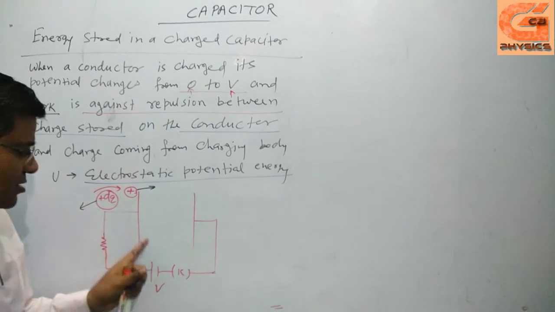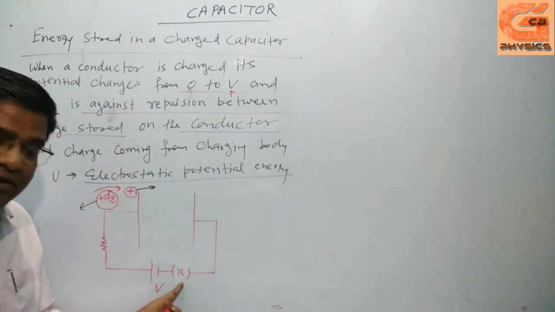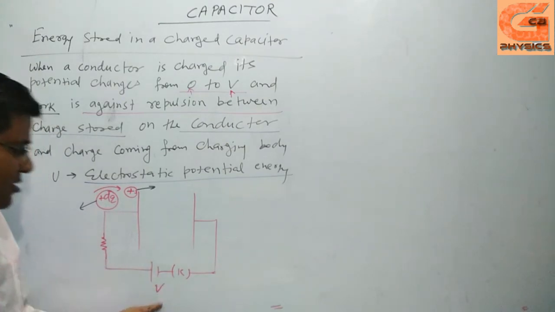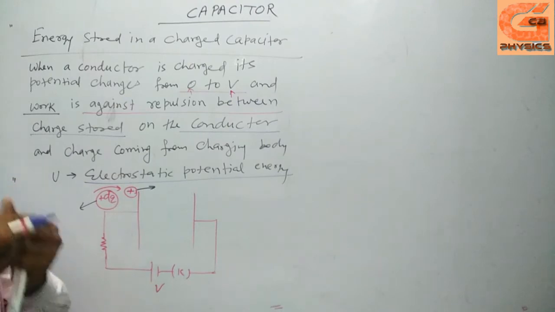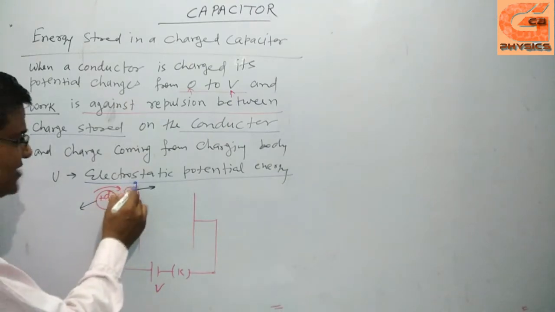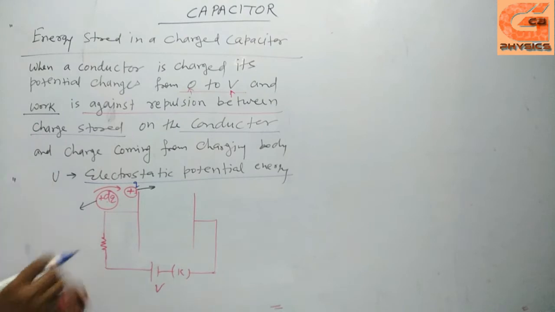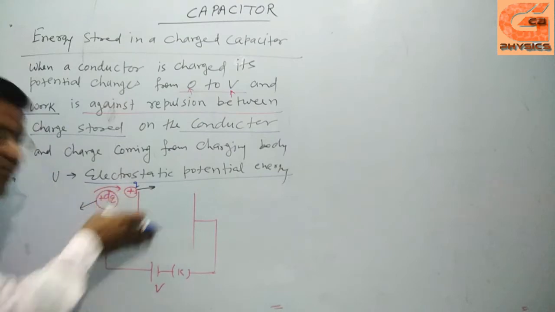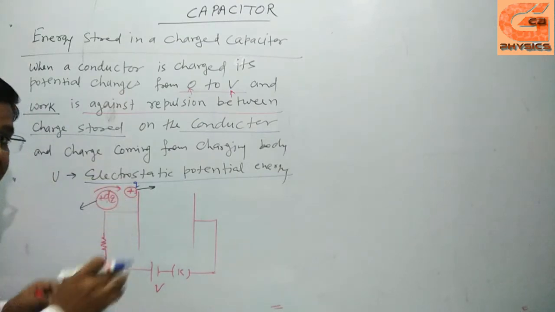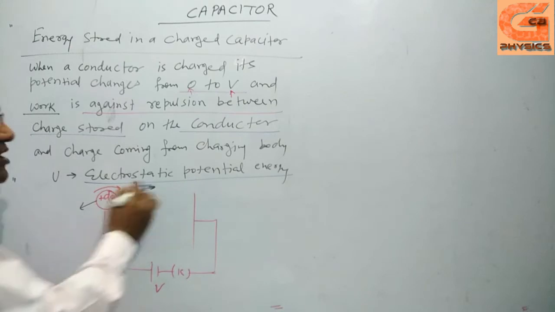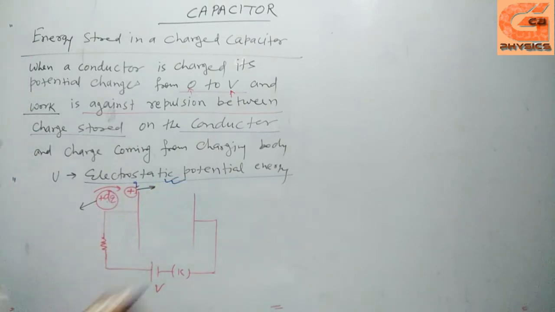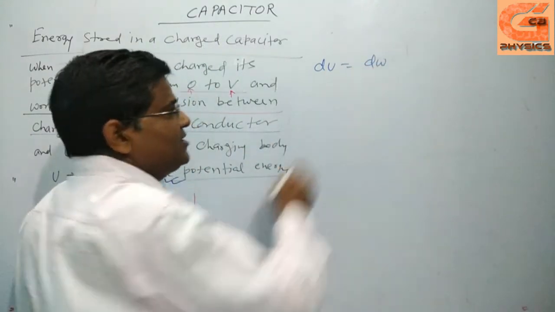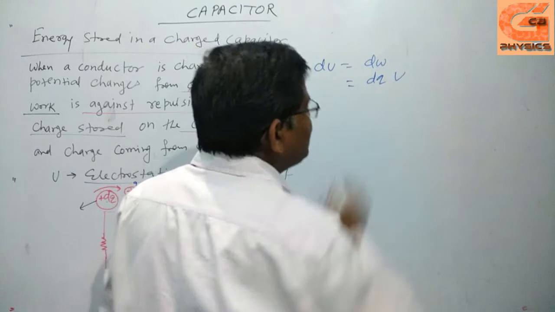Once again, when the key is switched off, the potential is 0, and when it is maximum, the potential is V. During charging, at some instant the charge is, suppose, Q, and this is charge dQ; the plus and minus charges are repelled from each other, and we add forcefully on the plate. This work done is stored as electric potential energy, meaning dE is equal to dW. Simply, dW equals dQ into V.